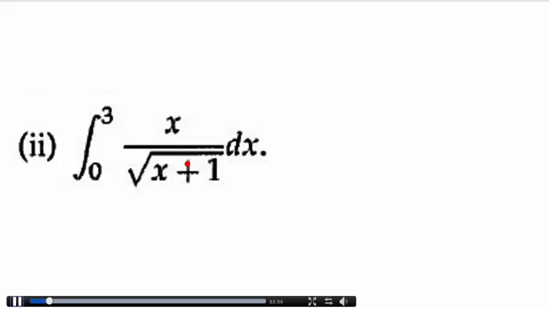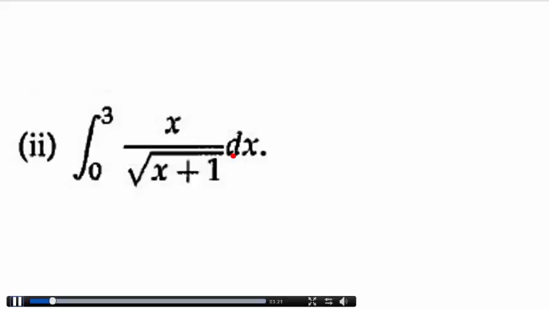Alright, it says to find the integration from 0 to 3 of x upon root of x plus 1 dx. Now, doing any type of integration question, you have to keep in mind there are only two parts of doing this. The first one is using u substitution, and the second is using parts integration, the parts method. And using these two methods, you can only do integration.